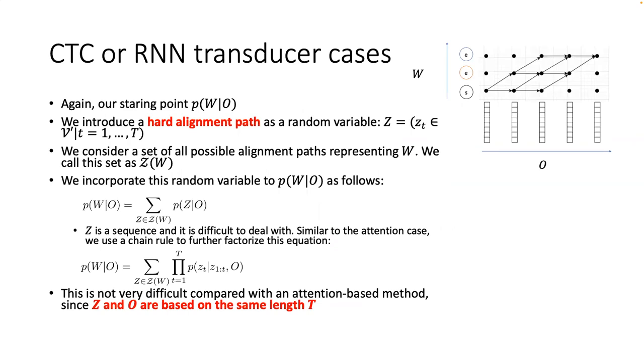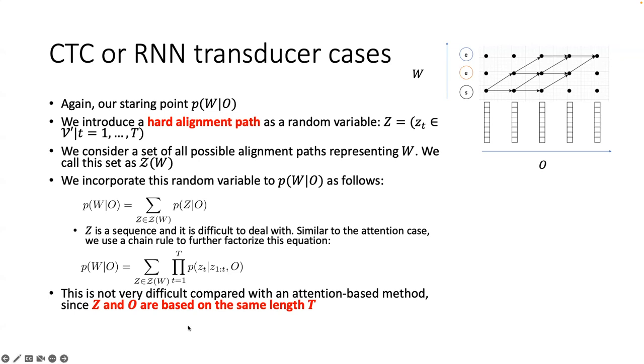But anyway, by using this formulation, we represent P(W|O) as a summation over all possible alignment information, which sounds very reasonable, right? We don't know which path the model is going to take. So instead, we try to sum over all possible alignments, and then regard it as the probability P(W|O). This is one model, introduced by using a random variable. But still, this one is difficult because Z is a sequence. This is the alignment information, and it is a sequence.